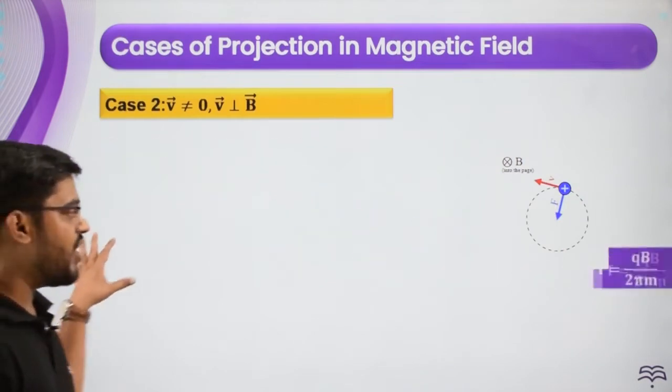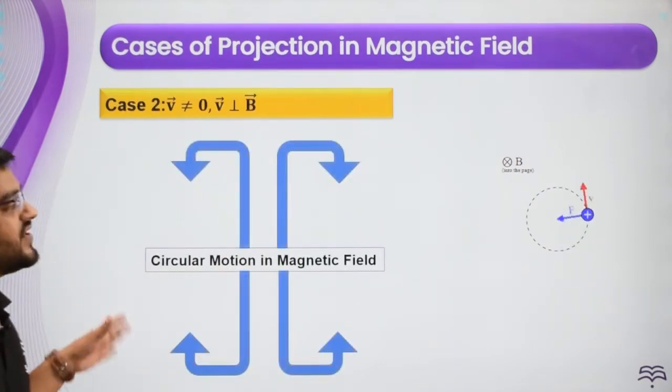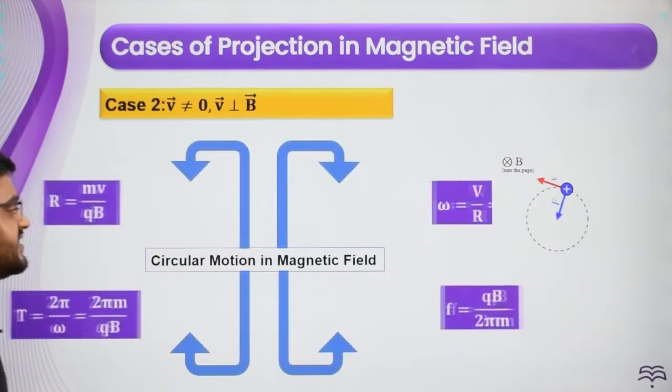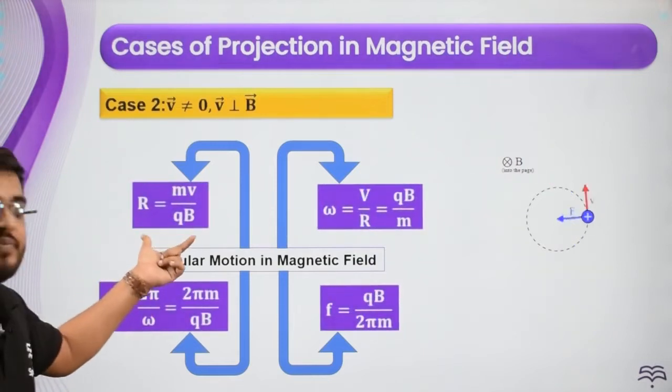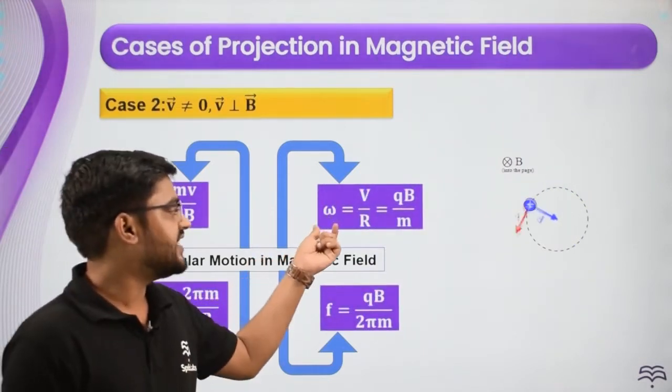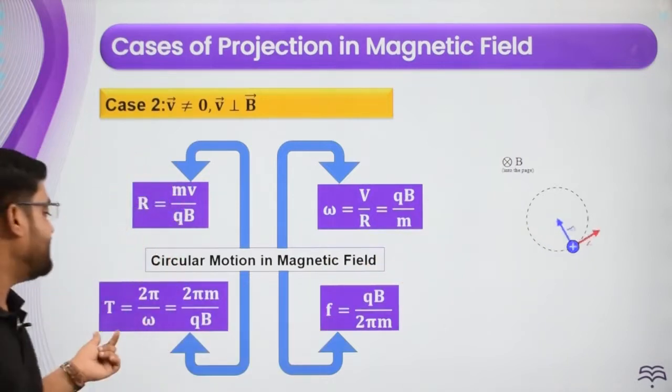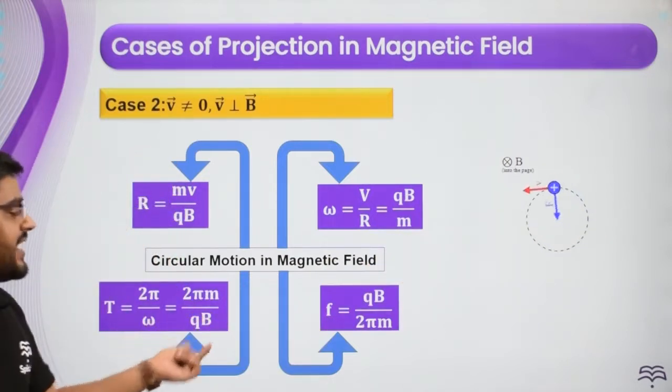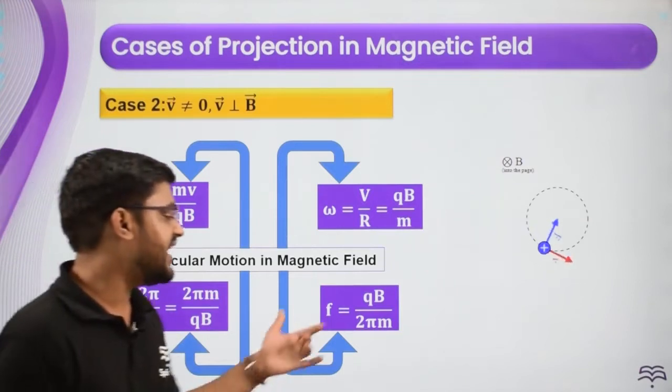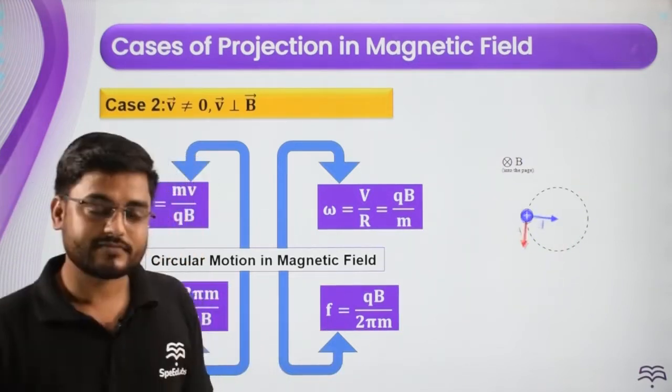Now, if we see all four factors together, these were the four factors which we had discussed: the radius is mv by qB, the angular frequency is qB by m, the time period is 2 pi by omega, so 2 pi m by qB, and the frequency is the reciprocal of that, qB by 2 pi m.